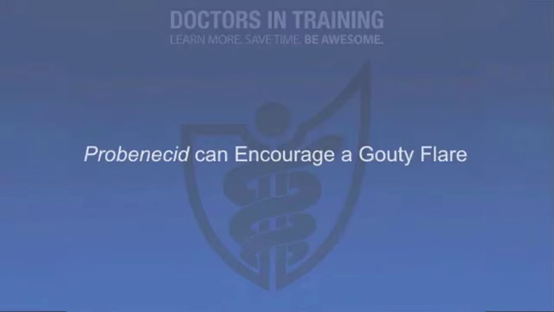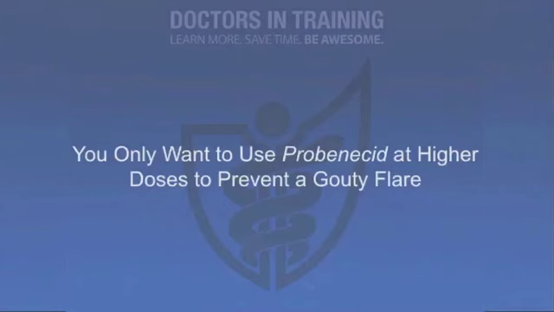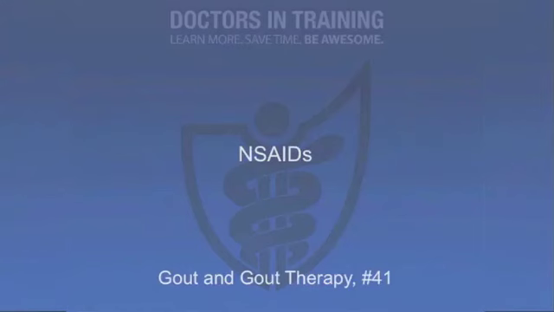Probenecid can occasionally encourage a gouty flare. When it's not in a therapeutic range, it can actually inhibit renal excretion of urate and worsen your gout. You only want to use probenecid at higher doses to prevent that. When you first start a patient on probenecid, in order to prevent an acute gout attack, you might want to actually start them on an NSAID as well. You don't want to choose aspirin as the NSAID, because it will actually inhibit the desired effect of probenecid.